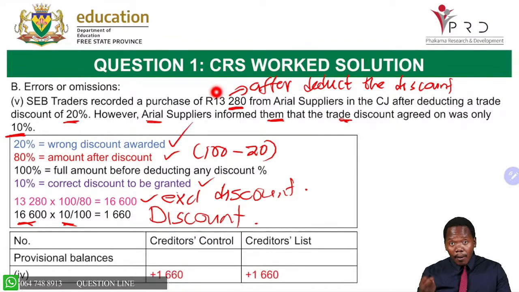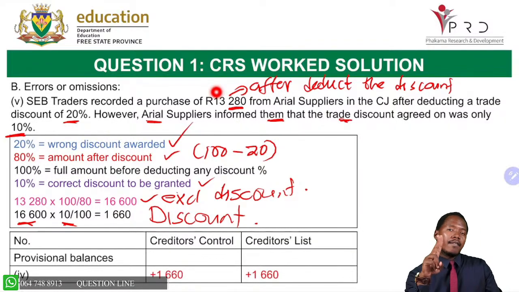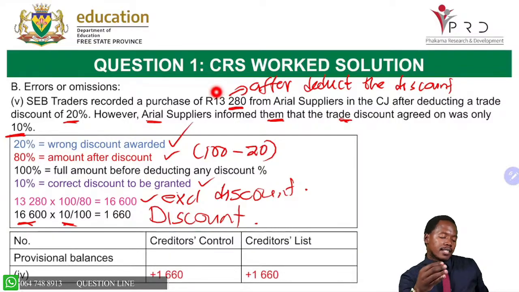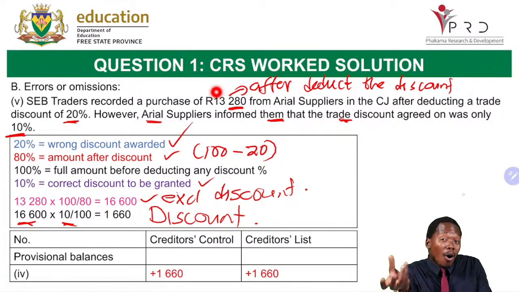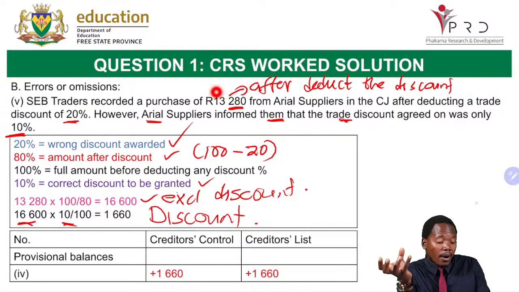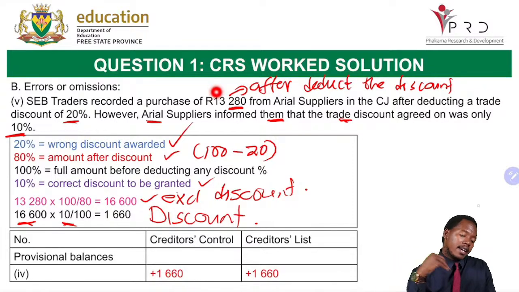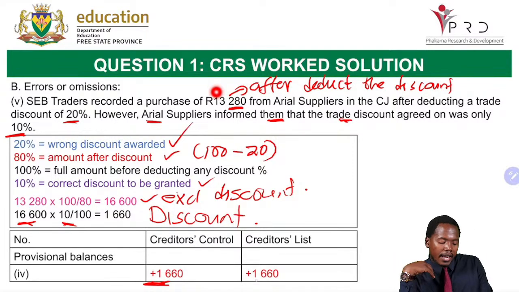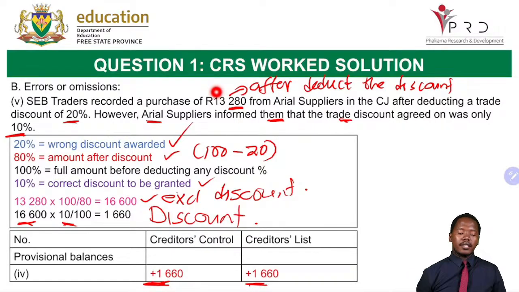We need to reduce our discount, remember? Meaning our discount has been doubled. We gave ourselves 20% instead of giving ourselves 10%. So remember, it means we subtracted more. What are we supposed to do? We need to correct it by adding now. So we add on both books, creditors control and creditors list, to correct the mistake.